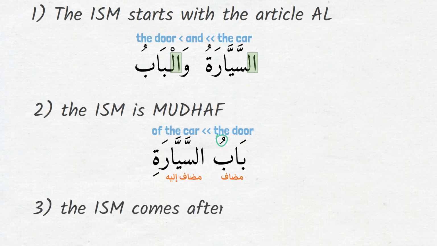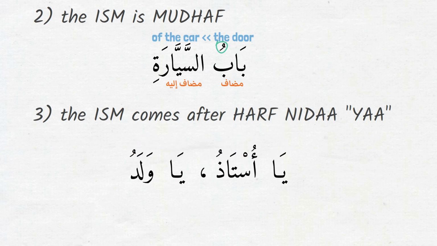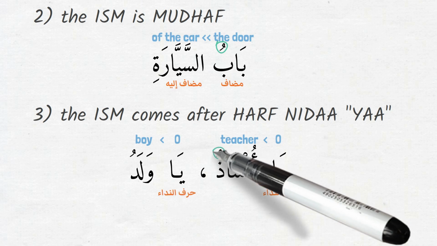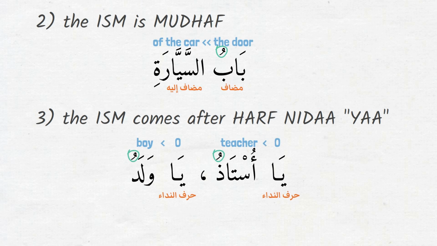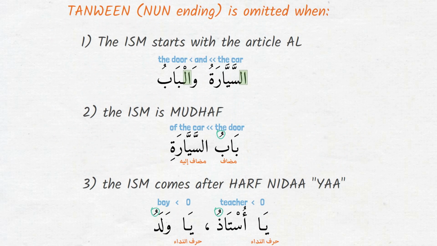3. When the noun comes after حرف النداء يا. For example, we say يا أستاذ, or teacher, يا ولد, oh boy. In these examples, the nouns are coming after حرف يا, so they do not get tanween and instead end with dhamma only. We talked about حرف النداء in lesson 5, parts 2 and 5.